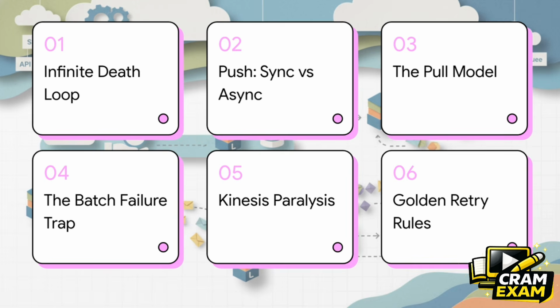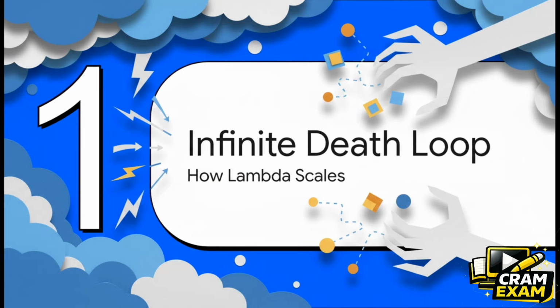There are only 2 fundamental ways AWS services communicate with Lambda, push or pull. Section 1, the infinite death loop. Like I said, it basically comes down to this. Either a service throws an event directly at your function, or Lambda actively reaches out and grabs the data itself.